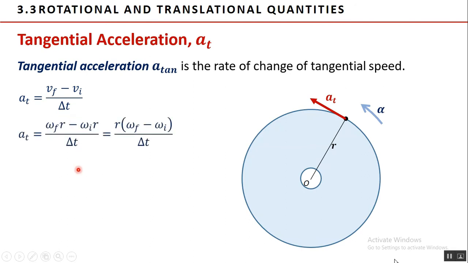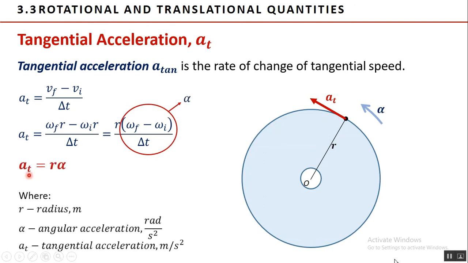Now, we are going to determine the relationship of angular acceleration and tangential acceleration by replacing tangential velocity by the product of angular speed and radius. From here, this expression is the angular acceleration, hence tangential acceleration is also given by the equation radius multiplied by the angular acceleration. This equation shows that, in order to transform angular acceleration into tangential acceleration, we simply multiply it with the distance r of the particle from the center of rotation.